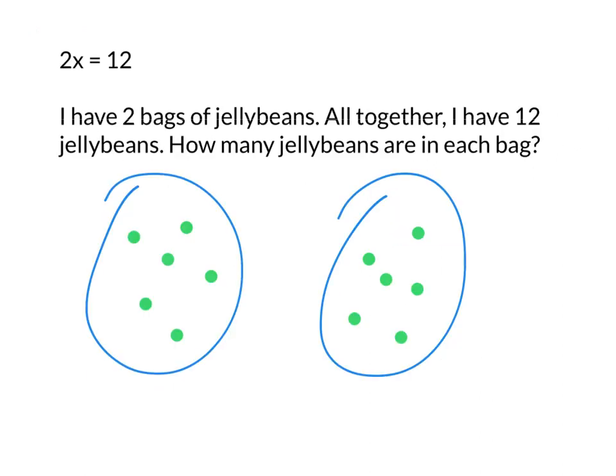Here's what a word problem might look like. I have 2 bags of jelly beans. Altogether, I have 12 total jelly beans. How many are in each bag? To do that, we're going to split our number in half.